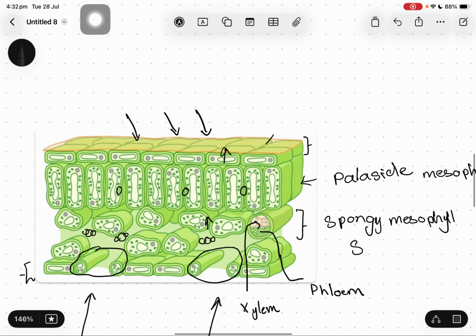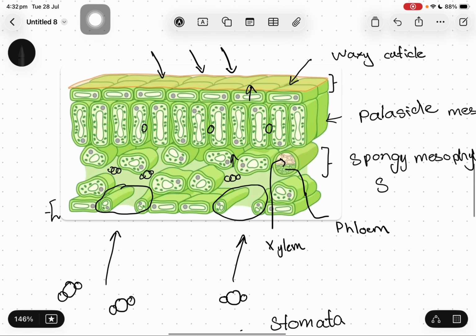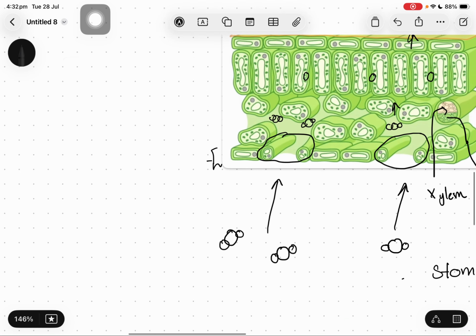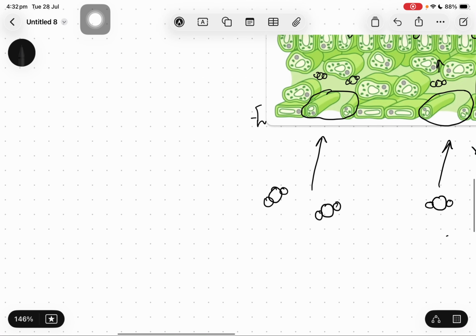To avoid this, there's this layer called the waxy cuticle. This waxy cuticle is a transparent layer, a waterproof layer made of lipids, so to not allow the water to escape. But from the bottom, the water leaves through the stomata. So the stomata opens for a very short time to maximize the intake of carbon dioxide and minimize the water loss.